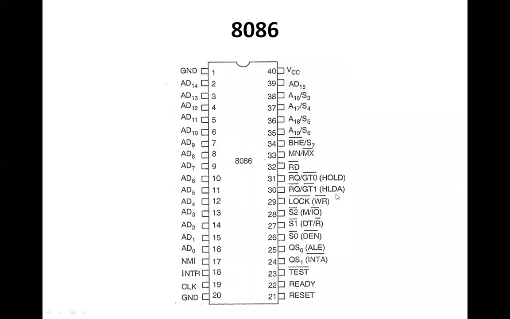So it means for getting a hold, the signal should be high, but whenever the hold signal is low, it means 8086 will be doing its own operation.